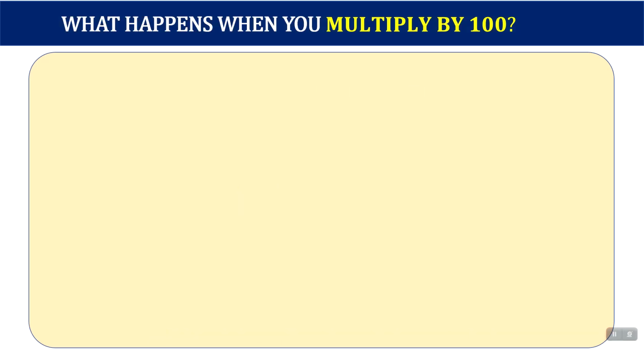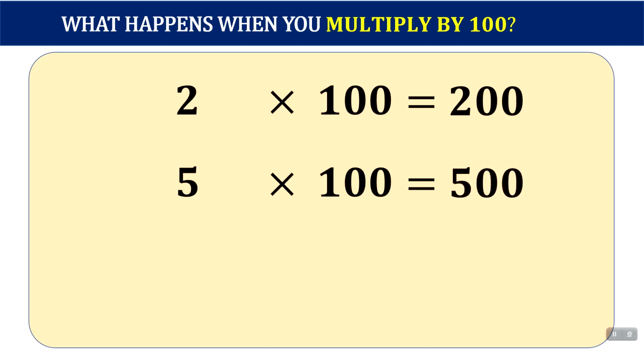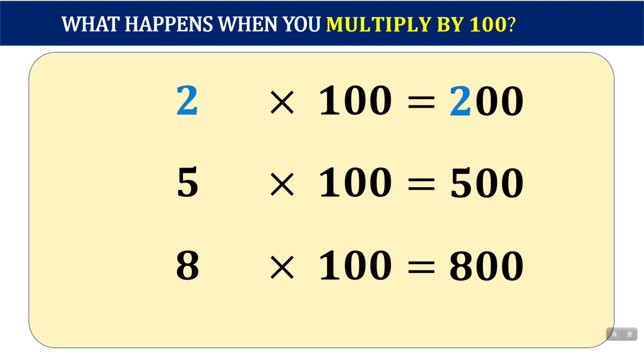Now let's look at what happens when we multiply by 100. We know that 2 times 100 is 200. 5 times 100 is 500. 8 times 100 is 800. Notice again in the question there's 2, and in the answer there's also 2 with 2 zeros. 5 is in the question, 5 is also in the answer with 2 zeros. 8 is in the question, 8 is in the answer with 2 zeros.